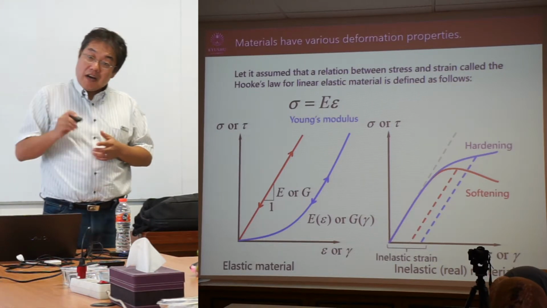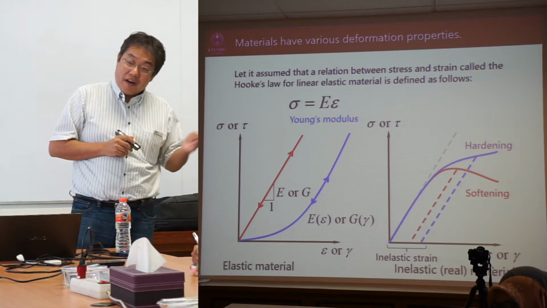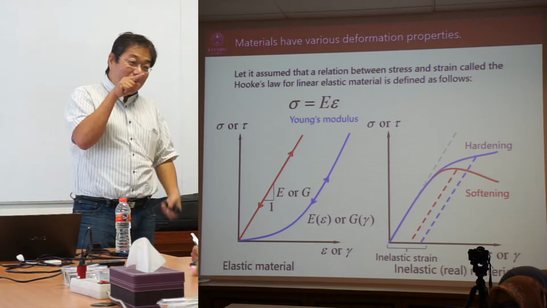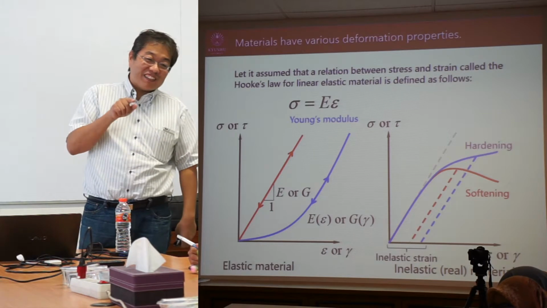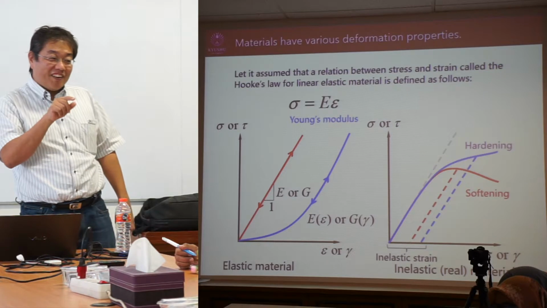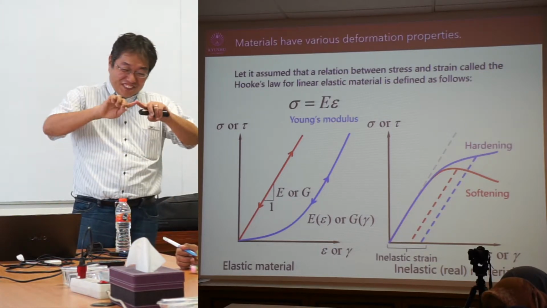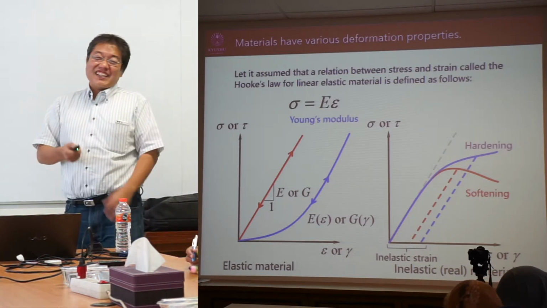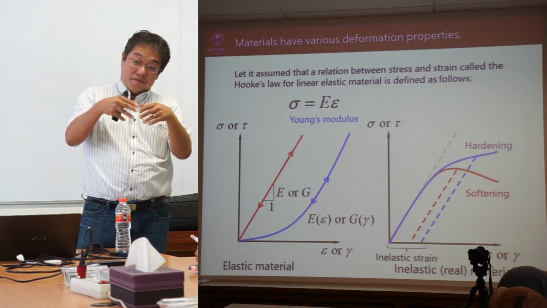So real materials have such kinds of properties. Soil, metal, maybe tomato also. Push the tomato by hand, and it does not recover. Sometimes, when my son was very young, he touched the tomato in the market, so I had to buy it. So this is inelastic deformation occurring in the material.